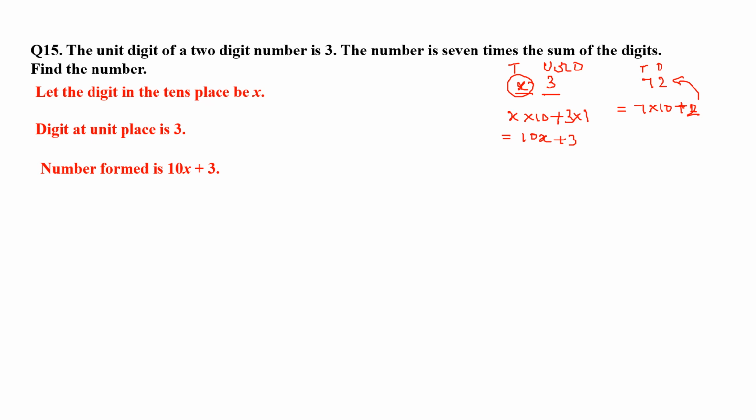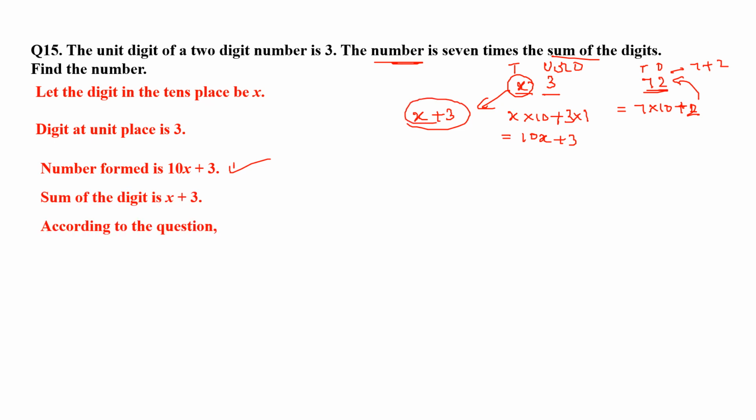Okay. Then what is the sum of the digits? If you see here, you can say directly it is 7 plus 2. So here also if you have to write the sum of the digits, it will be x plus 3. And the relation given is that the number, which is 10x plus 3, is 7 times the sum of the digits. This is the sum of the digits. Okay. So now according to the question, the number 10x plus 3 is equal to 7 times the sum of the digits, which is x plus 3. And then you have to solve it.